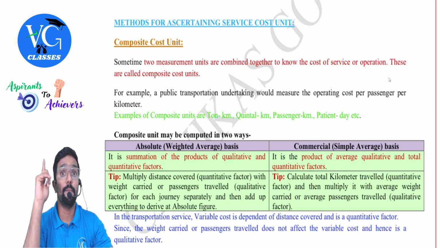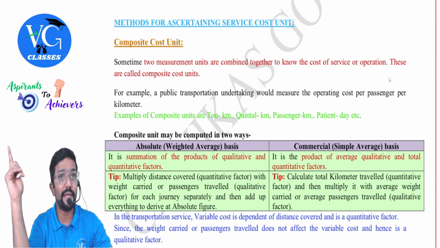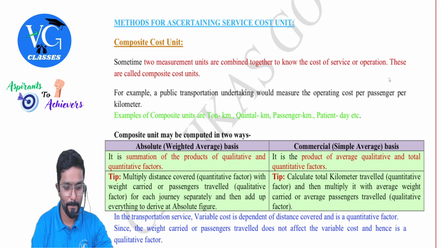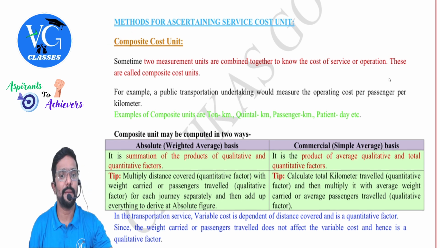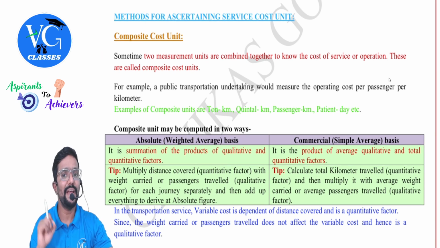2 or more, like we discussed. Passenger kilometer, 10 kilometer, per patient per day, per student per year. All these are composite cost units. Sometimes 2 measurement units are combined together to know the cost of service or operation. These are called composite cost units.